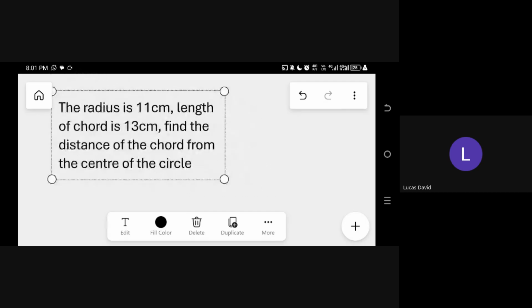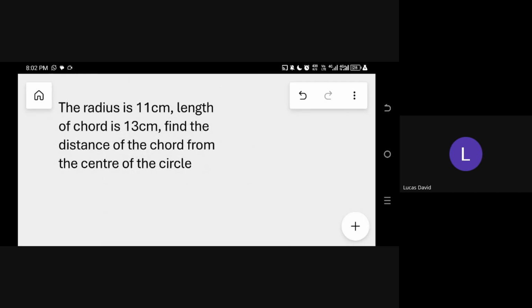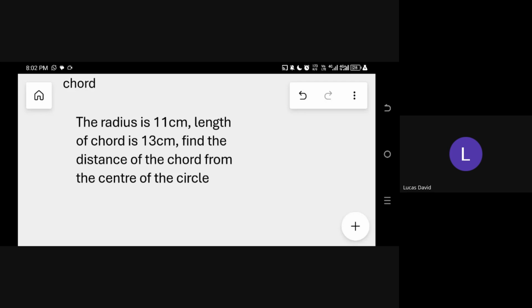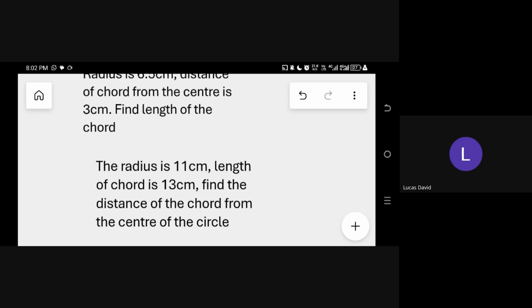Okay, so Lillian is taking this one. The radius is 11 centimeters. The length of chord is 13 centimeters. Find the distance of the chord from the center of the circle.